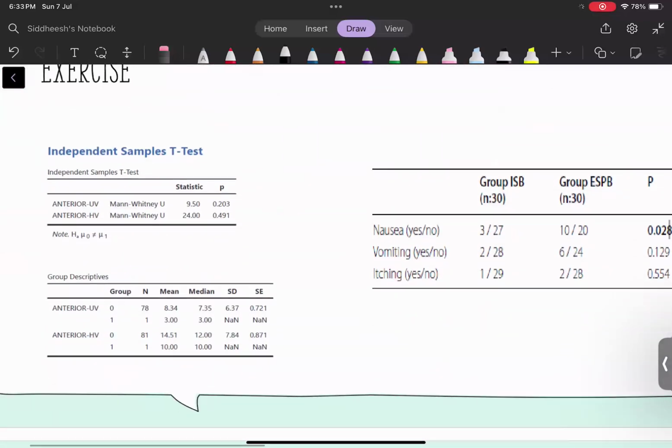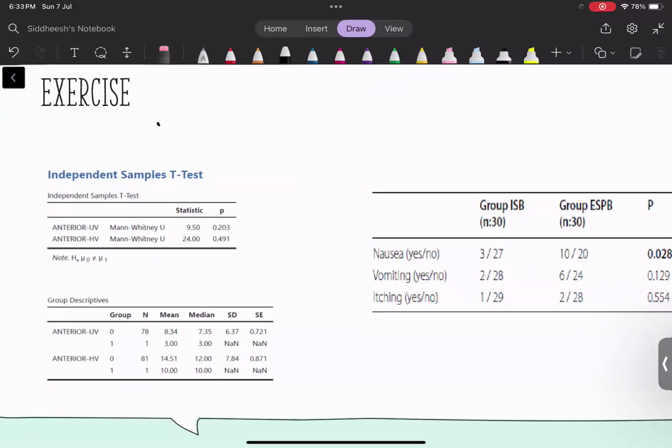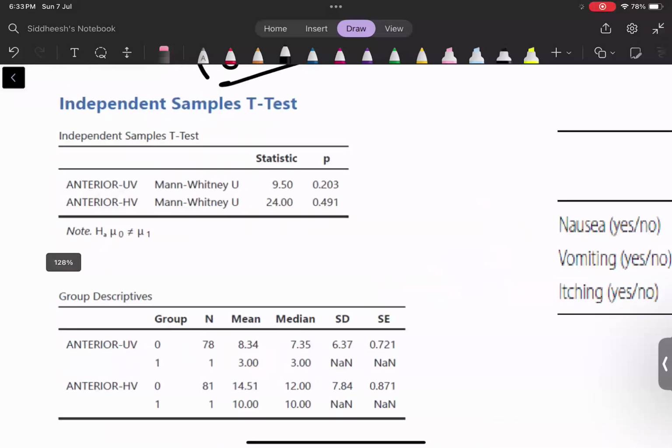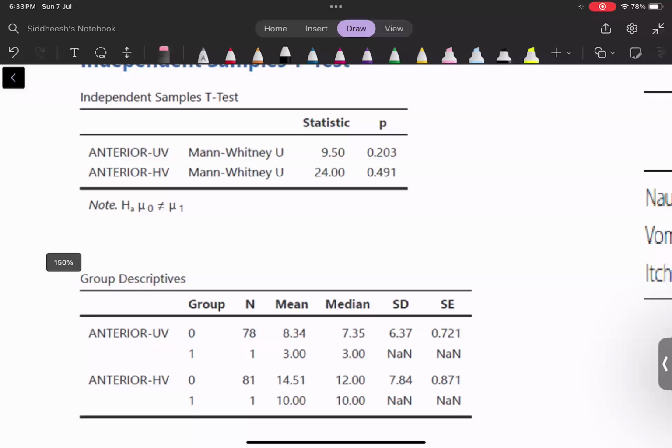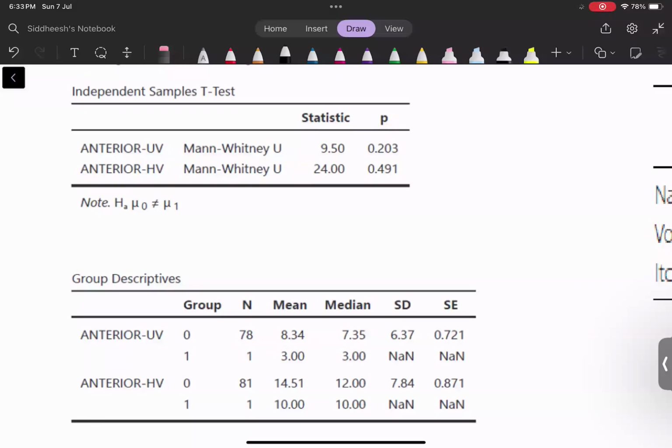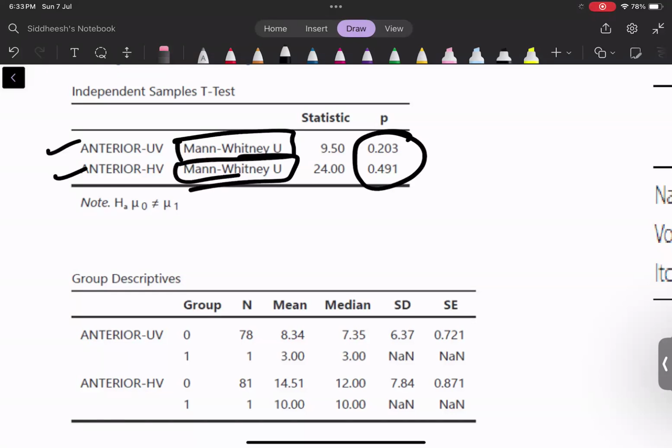Let's do one exercise. This is Jamovi, software. From this, we got this data. In the first part, this is what data inference looks like, in which we are trying to find a p-value. It tells me about the test we have applied, that is the Mann-Whitney U test. We got p-values also for the two variables we have checked.